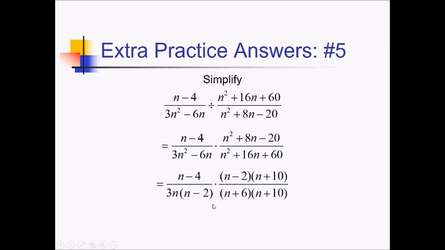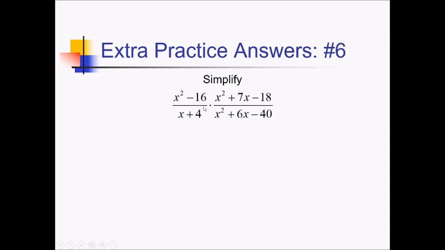What can I cancel now? Well, these n minus 2's, I can cross-cancel those because we're multiplying the fractions together, and they would end up in the same big fraction anyway. And also these n plus 10's can cancel. And it looks like that's it. So I have an n minus 4 upstairs, and downstairs we have a 3n times n plus 6.